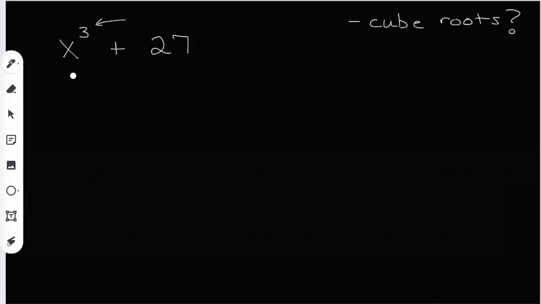For the first term, I have x cubed, and I want to know what's the cube root of x cubed? Well, that's just going to be x. So I bring down an x. Over here, I have a 27. I know that 27 is a perfect cube, but what is the cube root of 27? That's going to be 3, because 3 to the third power is 3 times 3 times 3, which is 27. So all we're doing in this step is finding cube roots.